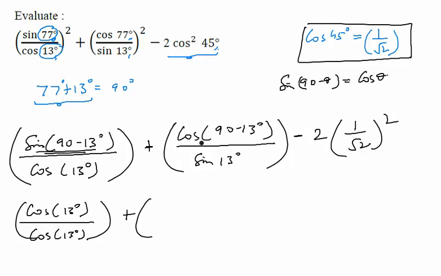What happens in the second term? The second term is cos of 90 minus theta, but cos of 90 minus theta is always equal to sine theta. So it will be sine of 13 degrees, and in the denominator we already have sine of 13 degrees. What happens in the third term? The third term now simplifies: 1 by root 2 whole square is 1 by 2, and it will cancel out with the given 2 in the expression. So it will be 1.